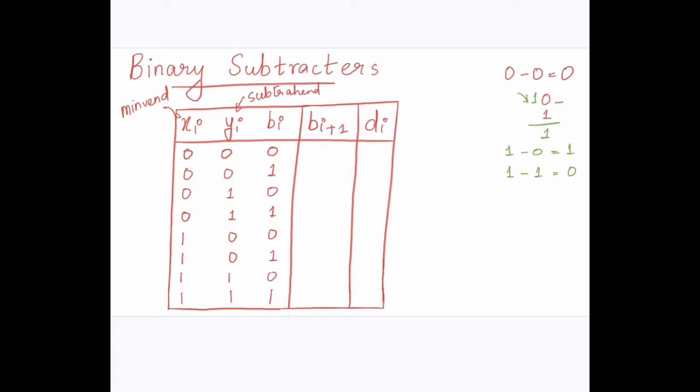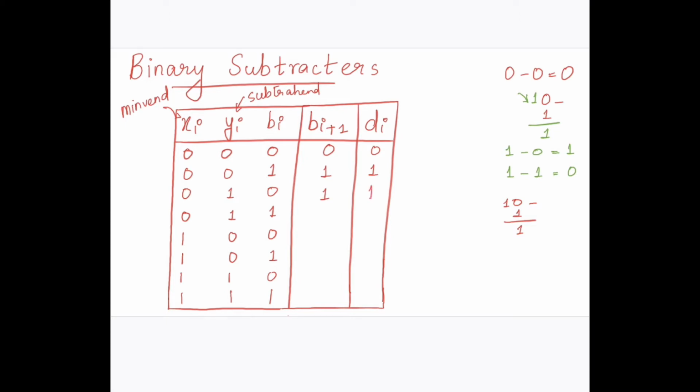In order to do the subtraction, first consider 0, 0, 0. 0 minus 0 minus 0, everything will be 0. So bi plus 1 and di are equal to 0. Here 0 minus 0 is 0; 0 minus 1, you have borrow 1 and difference 1, so both will be equal to 1. Then 0 minus 1 again, you have borrow 1, difference 1. Then 1 minus 0 will be equal to 1 itself.